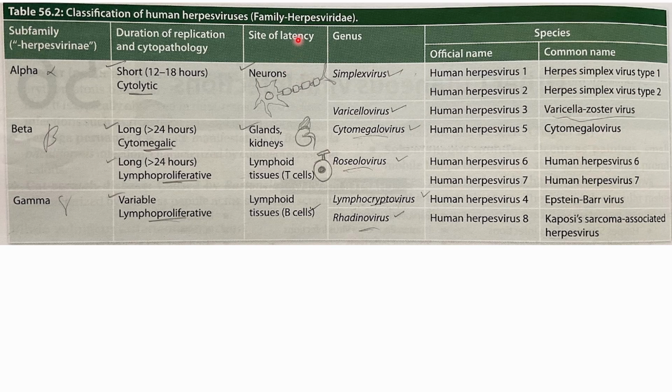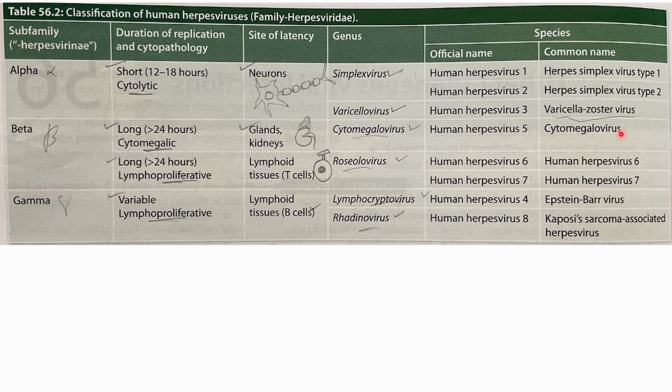Latency means where this virus goes and remains in the tissue. They are like hiding spots, hiding in the tissue for a prolonged time. So varicella is the chickenpox, happening in childhood, and zoster is the reactivation. Once it has happened in childhood, then a few years later, if the virus is reactivating again, that is zoster, also called shingles.